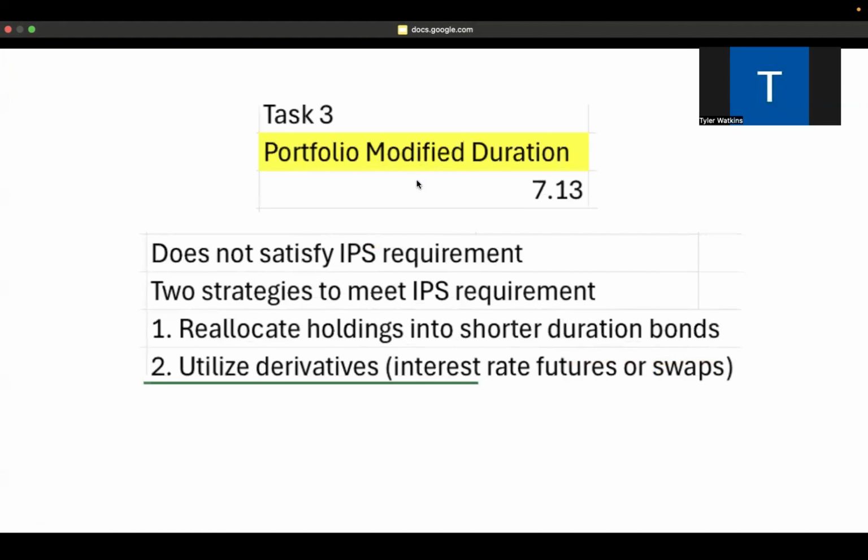Then for task 3, we found the portfolio modified duration of 7.13, and this does not satisfy the IPS requirements. Two strategies to meet the IPS requirement would be: one, relocate holdings into shorter duration bonds, and two, utilize derivatives: interest rate futures or swaps.